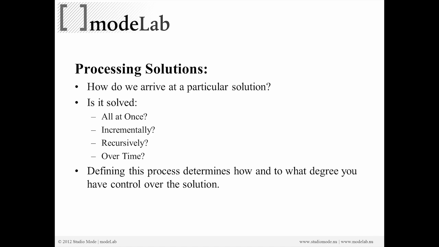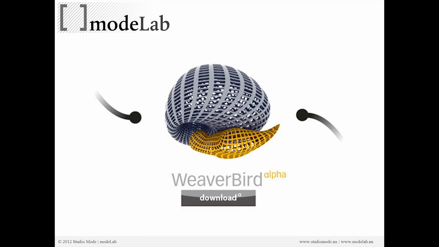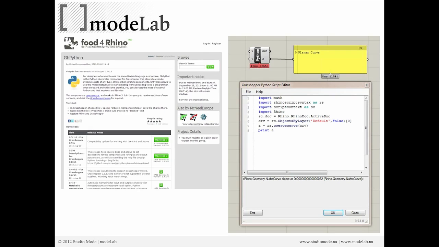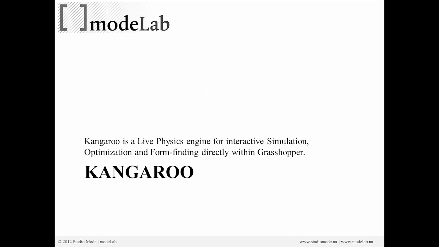So how exactly you decide to process your design solution determines how and to what degree you have control over that solution. Right? So there's a couple of really great add-ons that we recommend, one of which is Weaverbird, which allows you to use topological modeling to smooth meshes and perforate them. Another one is Python for Grasshopper, which allows you to write Python scripts, which are pretty powerful and allow you to actually do incremental and recursive evaluations, but inside of Grasshopper. There's Kangaroo, which is a live physics engine, which allows you to solve things over time.